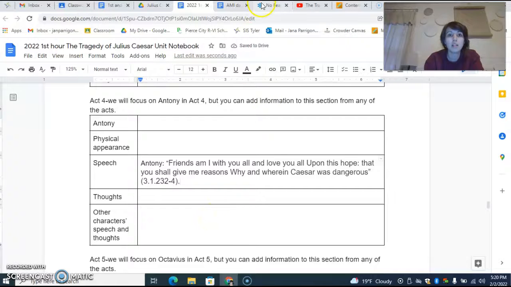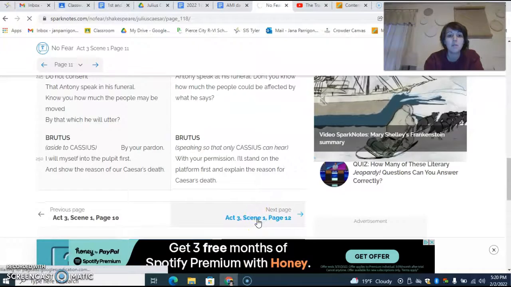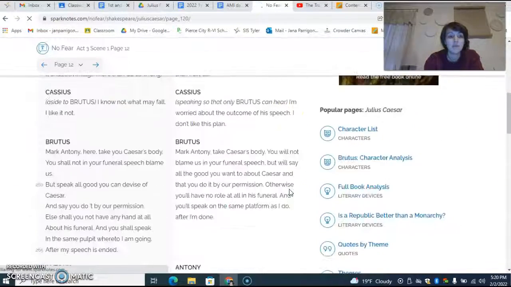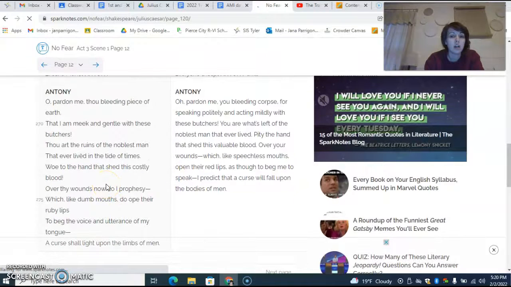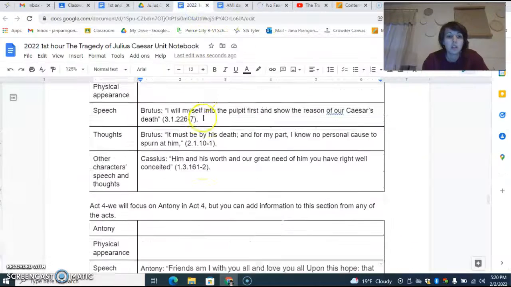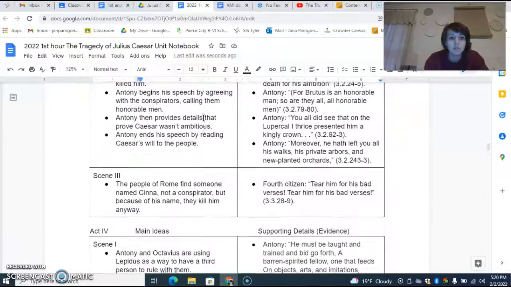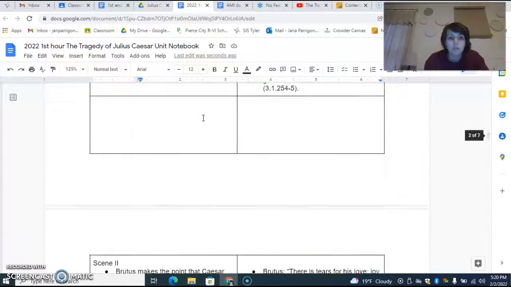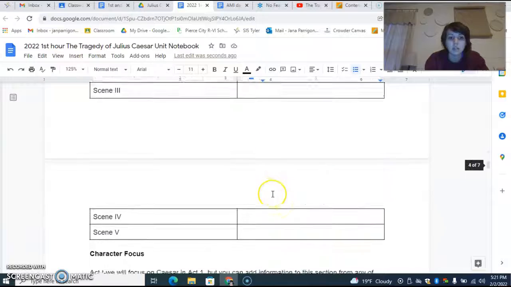And then thoughts is going to be the ending speech from this scene because he is by himself on stage, after everyone has left, this one right here. I'm going to look on my chart really quick and see if I've used this already from Act 3, Scene 2. Yep, I have right here. So I am just going to copy and paste this and scroll down.